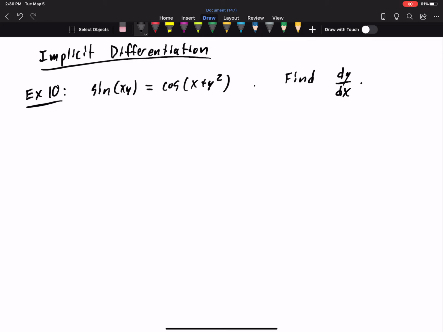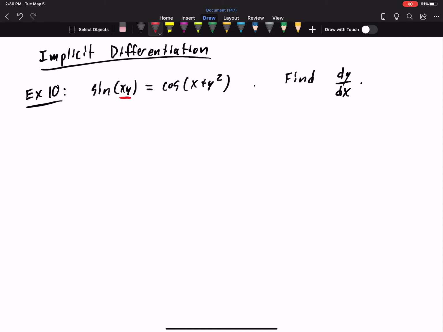Example 10, definitely wanted to get some trig in here somewhere. So this is where we're going to do it. Notice that we're going to have to use both the chain rule and the product rule because, hey, on the inside of the sine, after we derive the sine, we're going to have to derive this x times y. So a little bit of product rule is going to be necessary here.